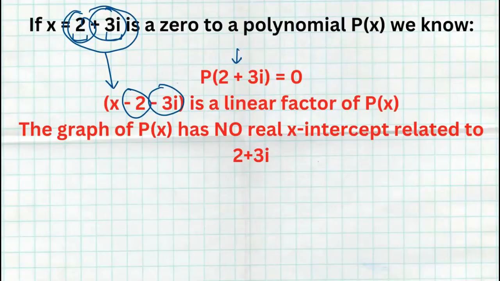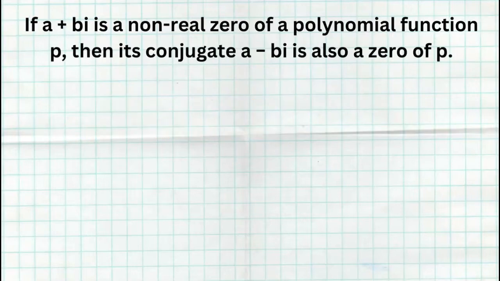Now, this actually brings up another good standard that is taught in this particular topic, and that is if a plus bi is a non-real 0 of a polynomial function, then its conjugate a minus bi is also a 0 of p. So here's the deal. These non-real zeros that are complex, they come in what we call conjugate pairs. So if a plus bi is a known non-real 0, then automatically a minus bi is another known non-real 0.